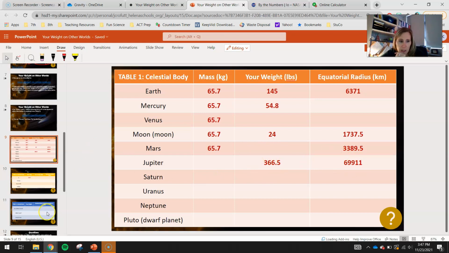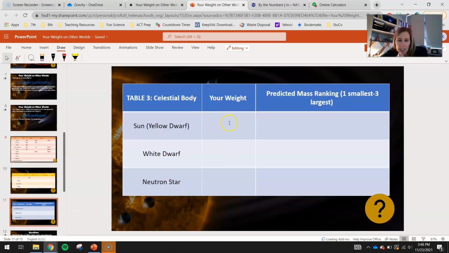But if I look at Jupiter, Jupiter's huge, and I also have the largest weight there. So with that being said, you are going to use the relationships to tell us, if my weight is this on the sun, and I were to rank the sun, the white dwarf, and the neutron star from biggest to smallest, which would I rank the biggest? One is going to be your smallest, three is going to be your largest. So out of those three, based on your weight, which one do you think is the biggest? Mark it a 3. Which one is the smallest? Mark it a 1. Which one is in between? Mark that one a 2. So you will have a 1, 2, or 3 ranking based on what you observe with your weight. What does your weight tell you about the size of these planetary objects?